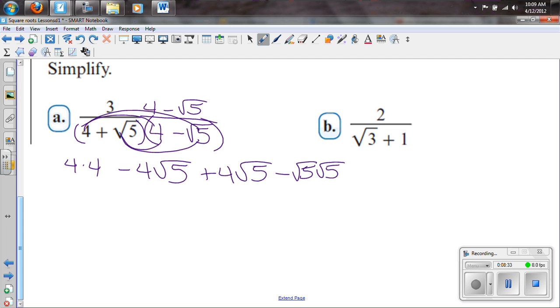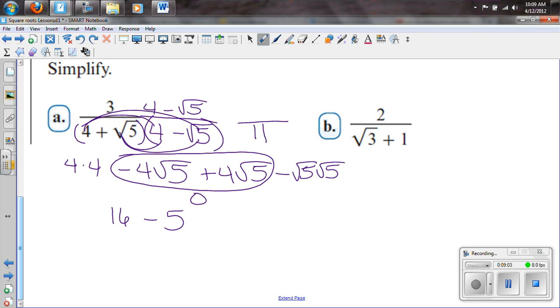And notice what happens to that middle term here is that it cancels those square roots of 5 out. Because 4 square root of 5 and negative 4 square root of 5 equals 0. So we can cancel those out. So all we have here is 16 minus square root of 5 squared is 5. And so on the bottom then we end up with integer whole number. And so 16 minus 5 is 11. So in our denominator here, we ended up with 11.